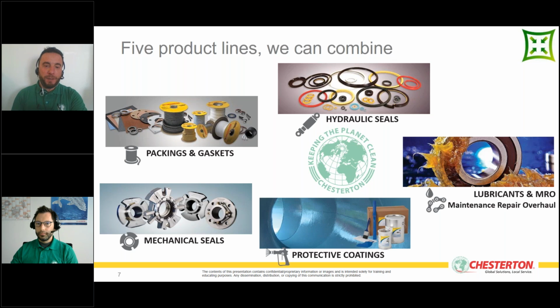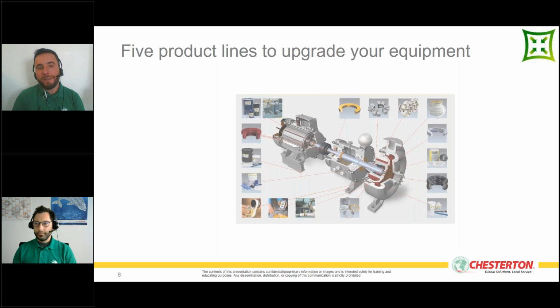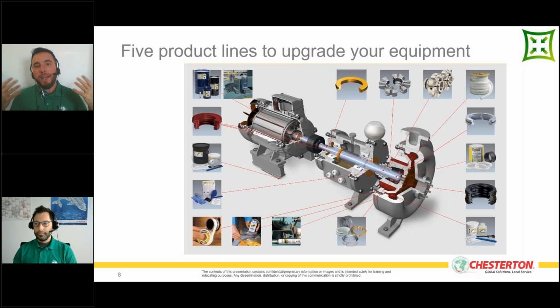And we will see that because one of the key differentiations of Chesterton in the market, we have very good and very valuable competitors, of course, that we respect. But one of the key differentiations of Chesterton is that we can improve an equipment like a centrifugal pump, like in this example, but it applies also to valves, to flanges, to cylinders. We can improve that with many different solutions, all from the same brand, all from Chesterton.